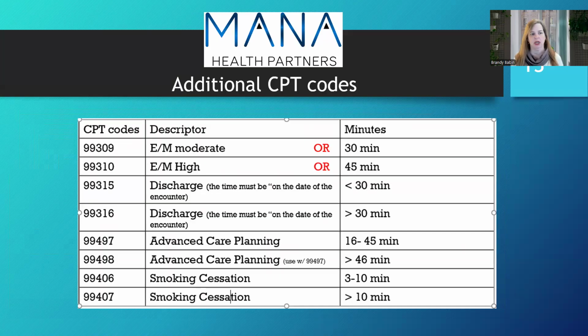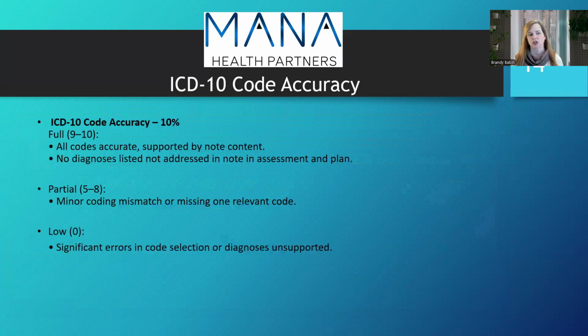Here are your CPT codes. It talks about a 99309 and a 99310. It's very important that you understand these. Again, if you get it wrong, it's 40% off your audit. Why does that count? Because CMS will take that note back and not pay you for that. You've got your discharge information on there, your advanced care planning on there, and then your smoking cessation. So all of that should help.